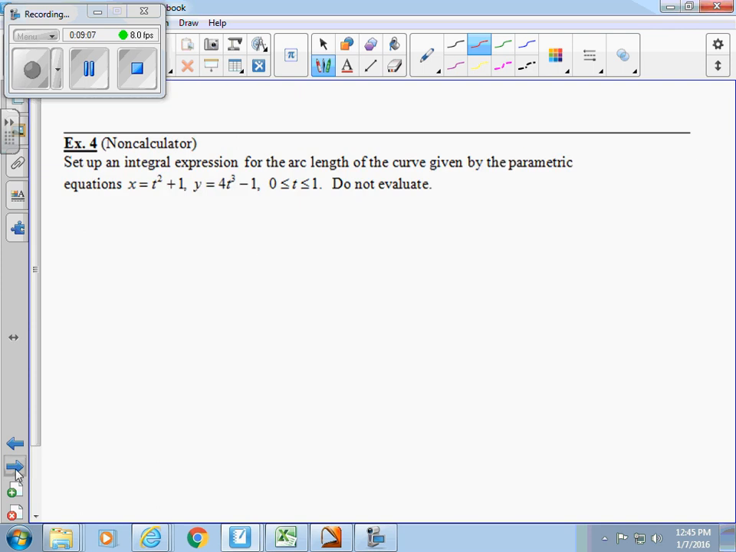All right. Set up an integral expression for the arc length of the curve given by those parametric equations. I'm going to give you a minute and see if you can do that. Glance at Shelby's notes for the arc length formula. Was anyone else not here yesterday? So see if you can set that up.